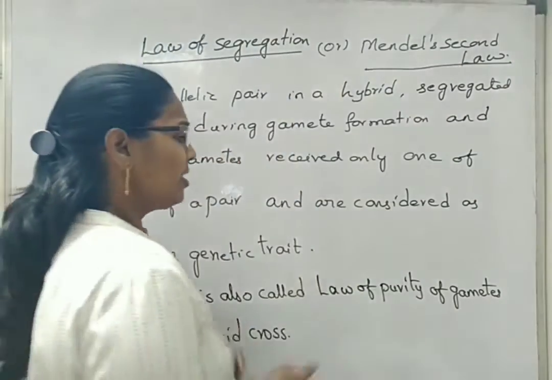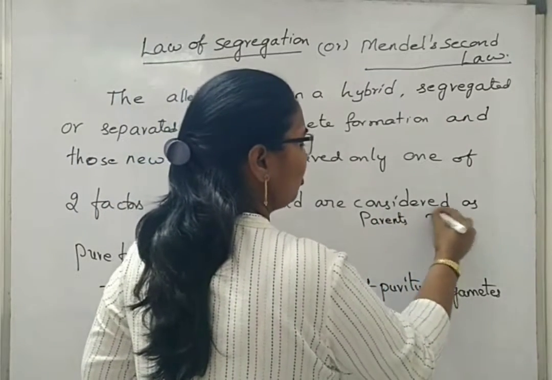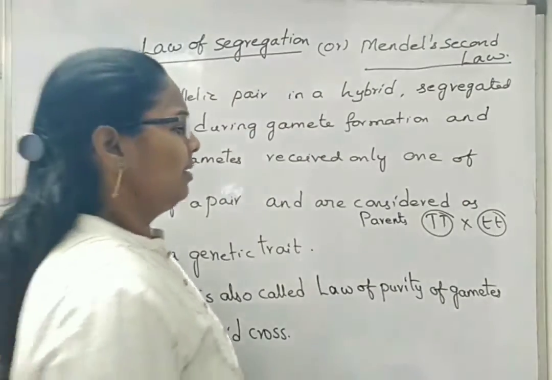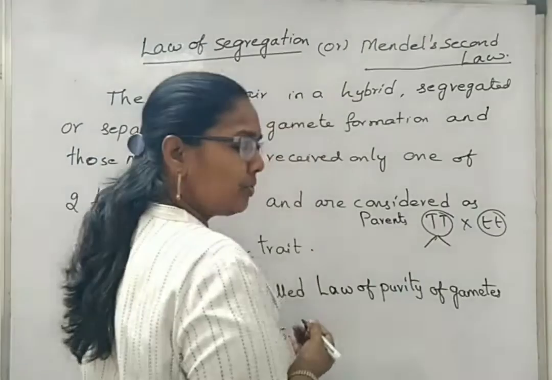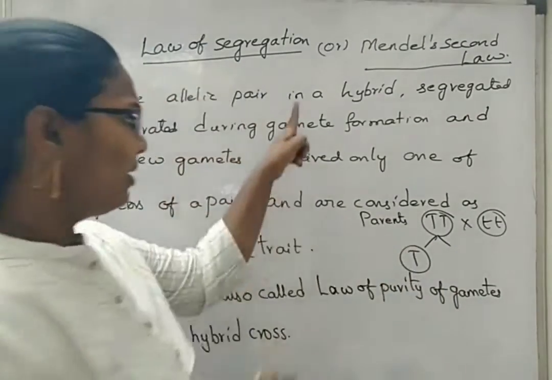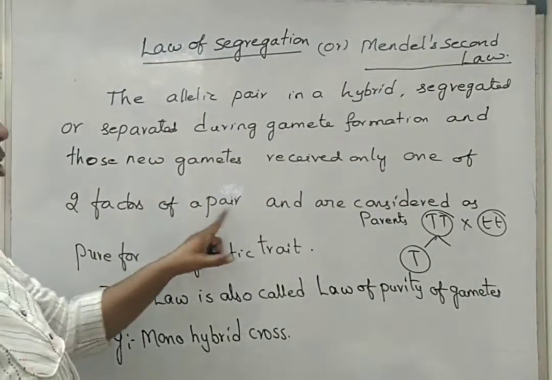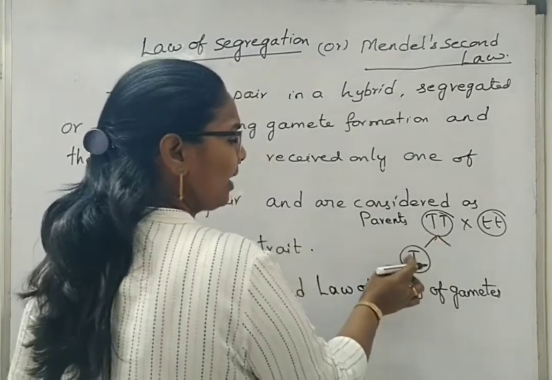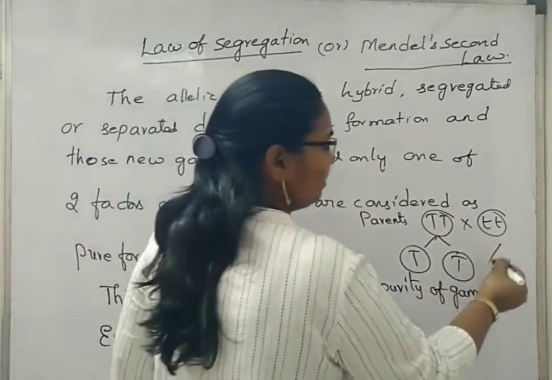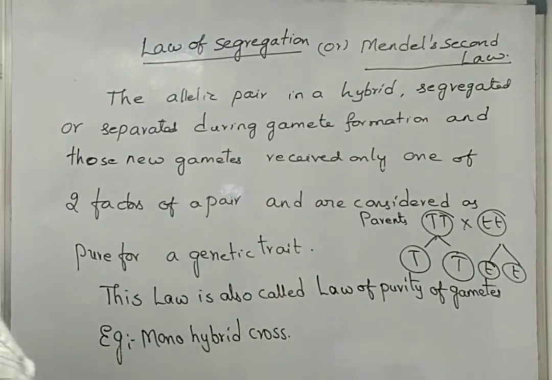Likewise, in the first cross, we have taken the parents, which are homozygous dominant crossed with homozygous recessive parent. Now, we have also seen the obtaining of parental gametes, where a gamete obtains only one allele. That is what we have written: the new gametes receive only one of the two factors of a pair. This is a pair of alleles, but in the gamete we have only one allele or one factor. This we can consider the best example to explain the definition.